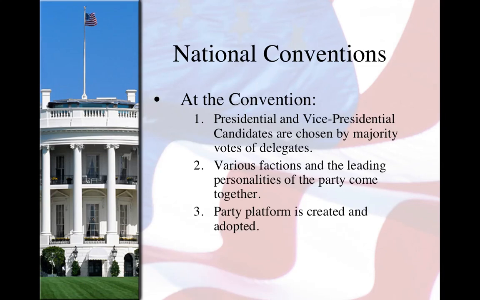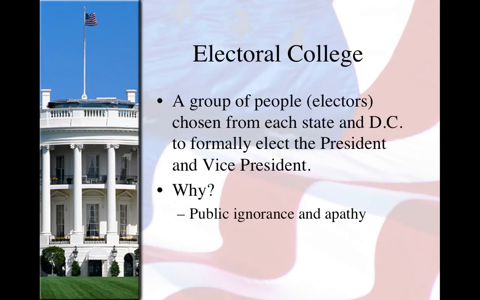These various factions and the leading personalities of the party come together, and the party platform is created and adopted. The Electoral College is very important. This is the group of people, the electors, chosen from each state and Washington, D.C. to formally elect the president and vice president. Why? Public ignorance and apathy.